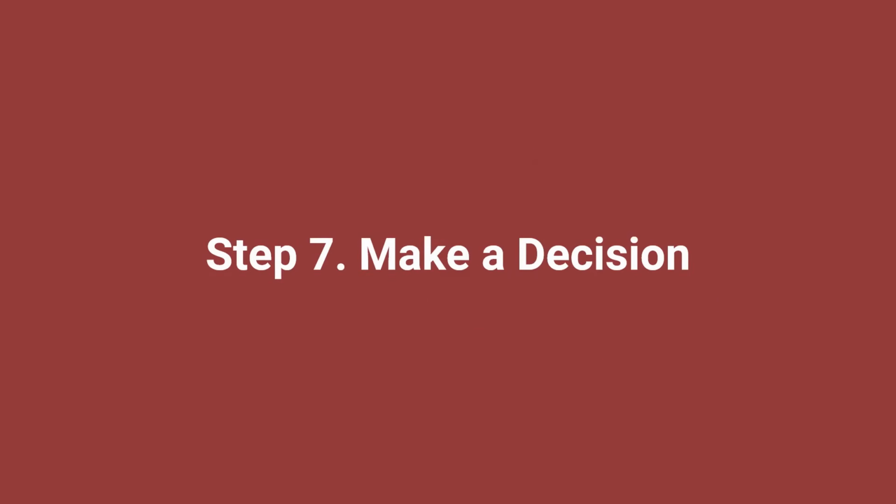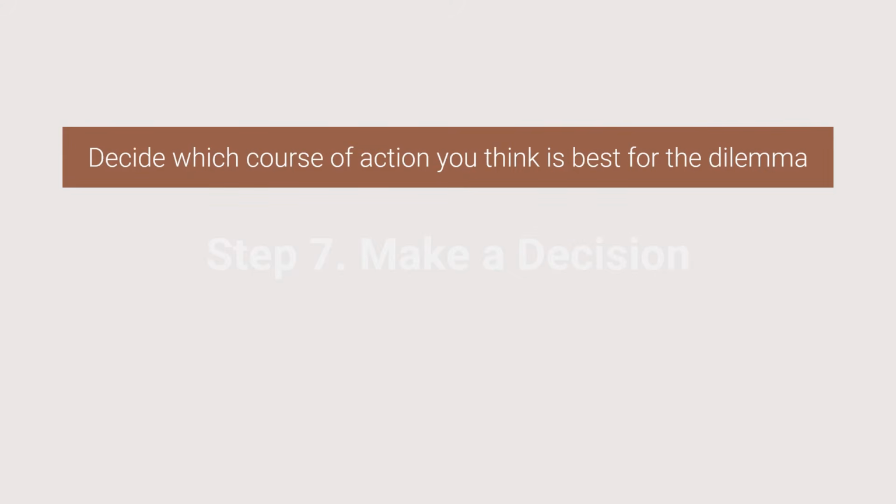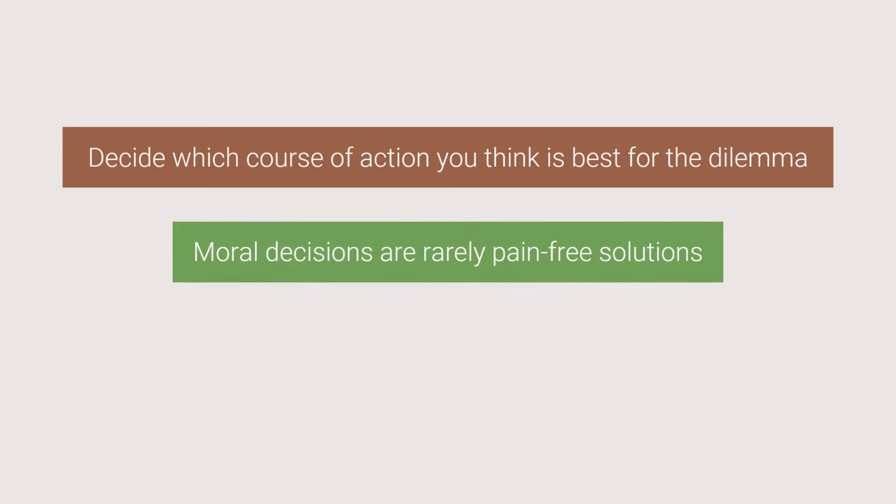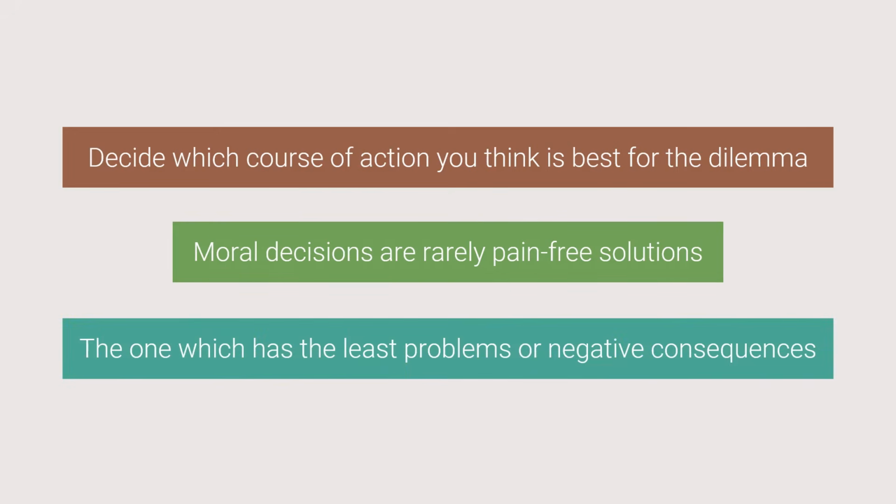And finally, step 7. Make a decision. In the end, you have to decide which course of action you think is best for the dilemma. Be careful with analysis paralysis. Remember that moral decisions, especially in dilemmas, are rarely pain-free solutions. In most cases, your best alternative may be the one which has the least problems or negative consequences. Keep in mind that even when making the best decision, you might still end up losing sleep over it.